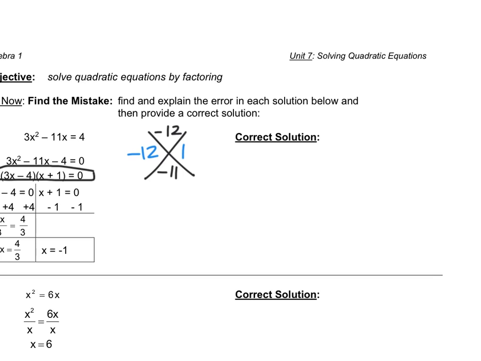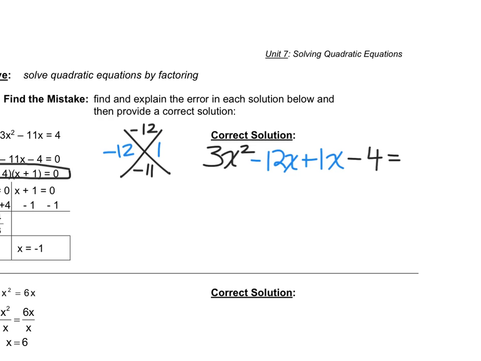So we're looking at 3x squared minus 12x plus 1x. You don't have to write the 1 if you don't want to. Minus 4 equals 0.